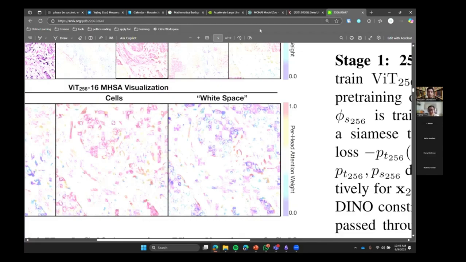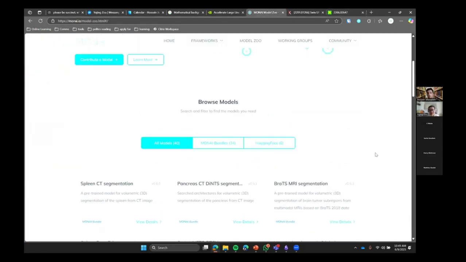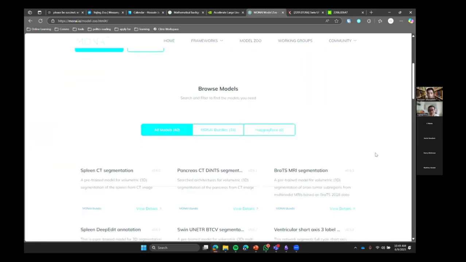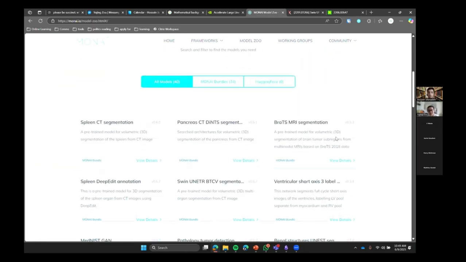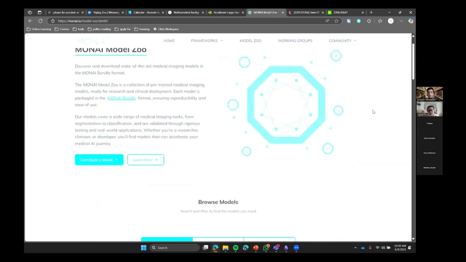Yeah, so that's what I wanted to show. Thank you, Eugene, that was really good. Another thing that I wanted to add is that there are vision transformers that can perform segmentation, and some of the good ones are available in the MONAI platform.